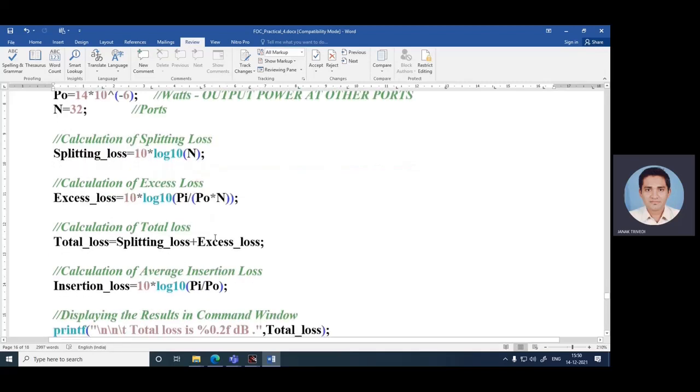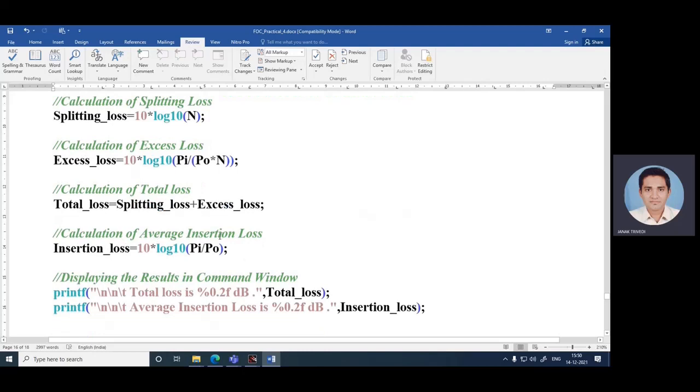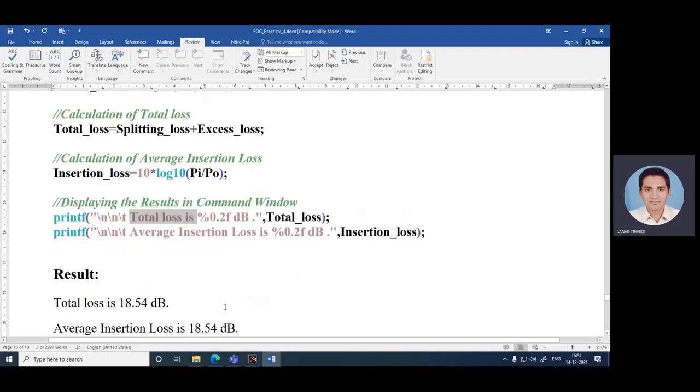Pi by P out into N. Then calculation of total loss equal to the addition of splitting loss and access loss, and calculation of average insertion loss, that is equal to 10 log 10 Pi by P out. And once again displaying the result with the help of printf: printf total loss is, and printf average insertion loss is.